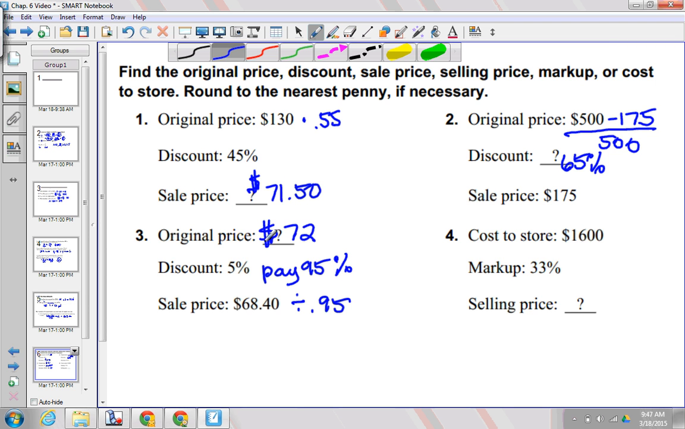And for number 4, when we mark up, we add that on to 100%. So we're multiplying by 1.33, and our selling price is going to be $2,128.